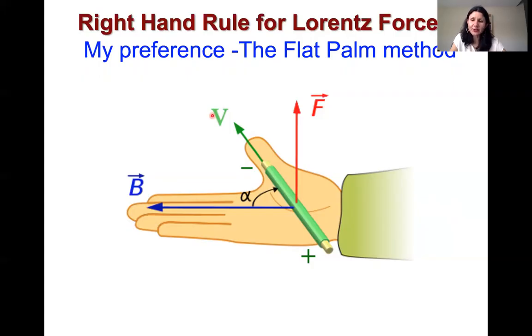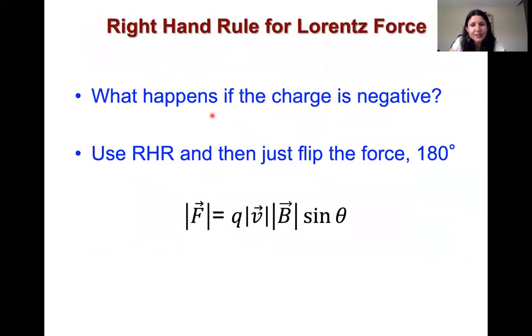So you still use the right-hand rule, same methods, but don't forget, because it's a negative charge, to flip your answer. So if you got your force to the right, but it was a negative charge, then the answer is to the left, and so on, up, down. So that's how you deal with negative charges. This gives you the magnitude, which has to be a positive number. And then the right-hand rule gives you direction, flip it for a negative charge.